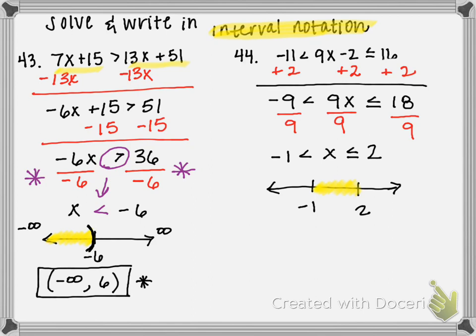And now I need to think about the symbols, parentheses or brackets. So if you look at the inequality symbol here for negative 1, it's just x is greater than negative 1. So it's not going to be a bracket, it's going to be a parentheses. But if you look at the symbol on 2, it has the or equal to bar, which indicates a bracket. So my interval notation would be negative 1 to 2, close bracket.